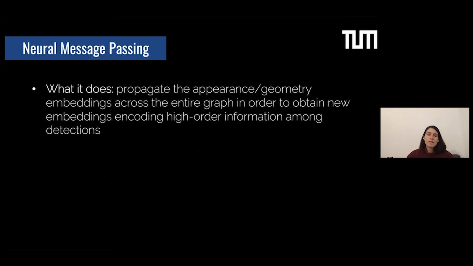So again, what neural message passing does is it propagates the appearance, the geometry, all of this information that is contained in these edge and node embeddings. It just propagates it across the entire graph. And so you can imagine this as higher order information that is now present in each node and each edge of the graph. So before, each node was looking at itself, at its own appearance. Each edge was looking at its own connection. What are the two nodes that I'm connecting, but nothing else. And after this message passing, we have this higher order information also encoded in these embeddings.